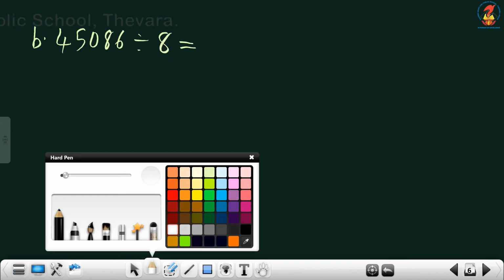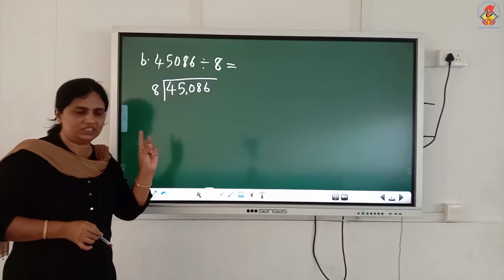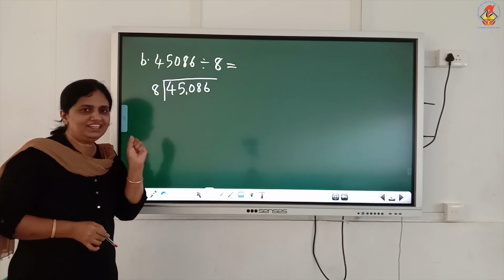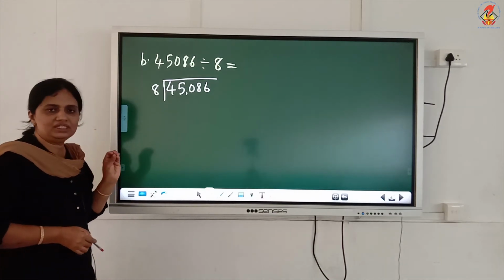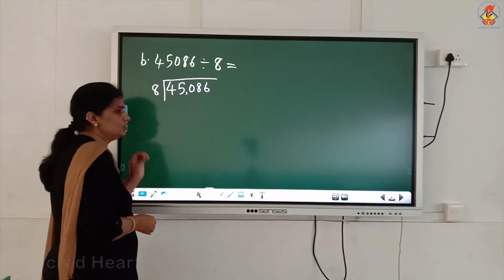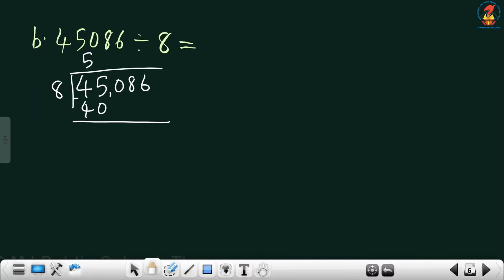Okay. Then the next one. 45,086 divided by what? 8. First digit is 4. 4 is less than the divisor, so I need to consider 2 digits together. That is 45. After that I need to take the divisor's multiplication table up to 45. 8 5s are 40, 8 6s are 48. So I need to take just the number below. That is 8 5s are 40. And the remainder is 5. And next digit down, that is 50. 8 6s are 48.